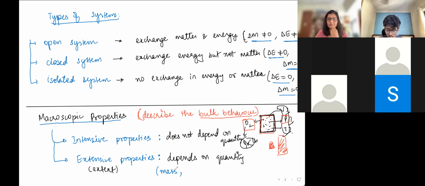Can you give me another example of an extensive property? Something you can think of? Pressure. Pressure. No, because think about it. Pressure would be an intensive property because what is the pressure of the air that's just trapped within this bottle? As much as atmospheric pressure.